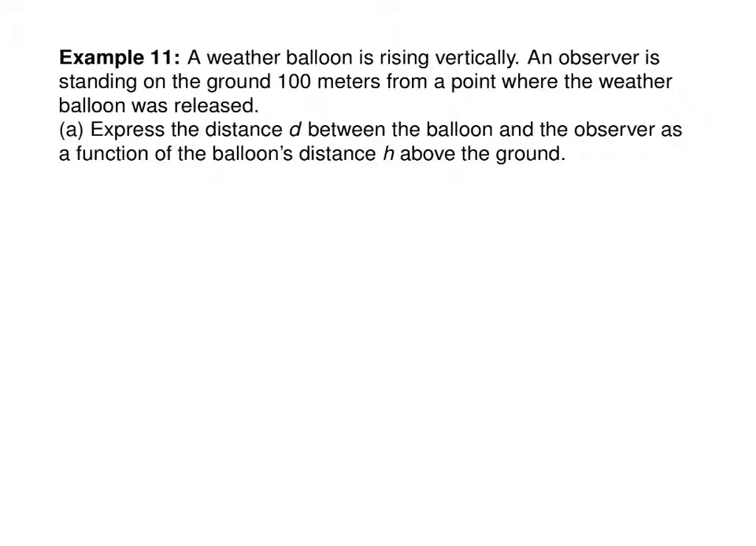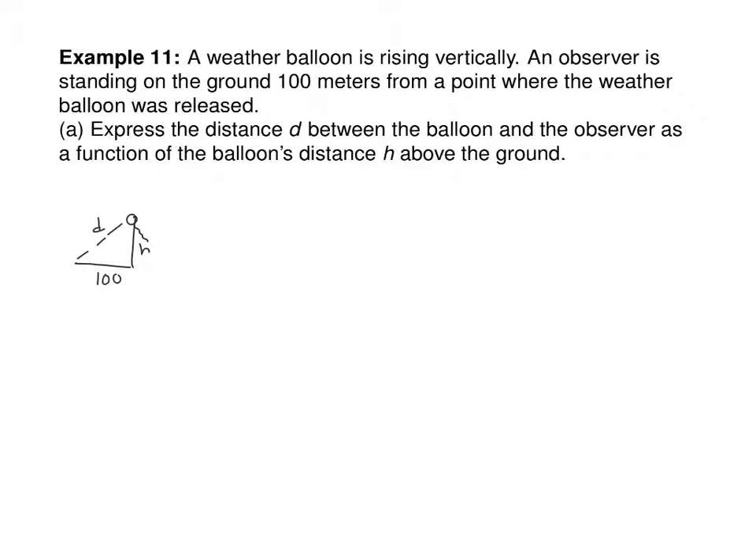Okay, this kind of question shows up in calculus as well. I chose these word problems on purpose because you'll see things quite similar again. So a weather balloon is rising vertically. So you've got some balloon going up. An observer is standing on the ground 100 meters away. Express the distance between the balloon and the observer. In math, distance always means straight line, as a function of the height above the ground.